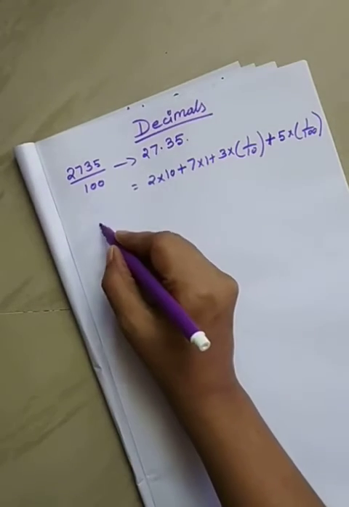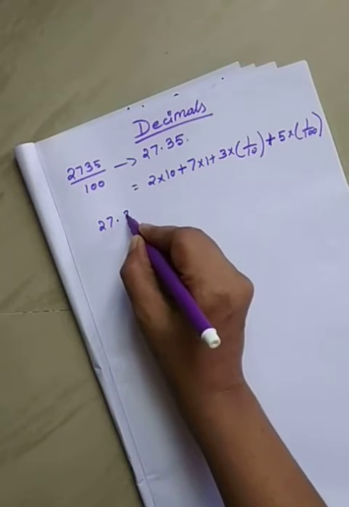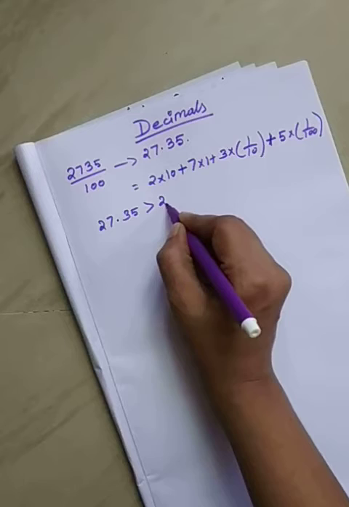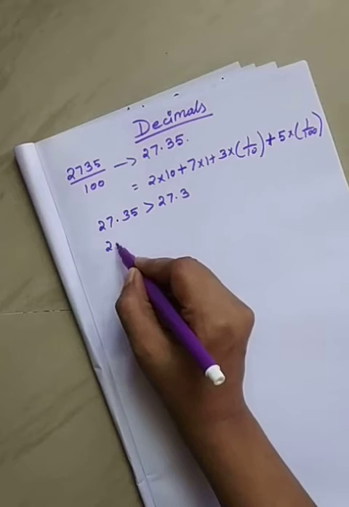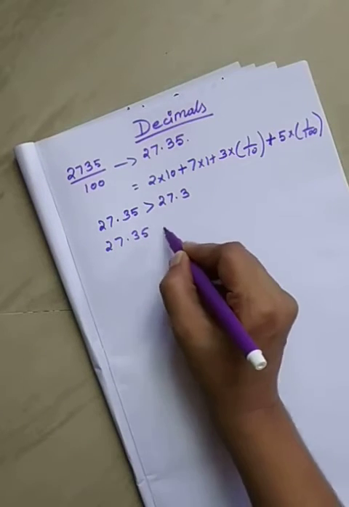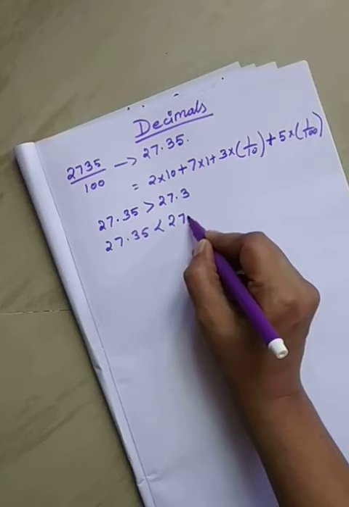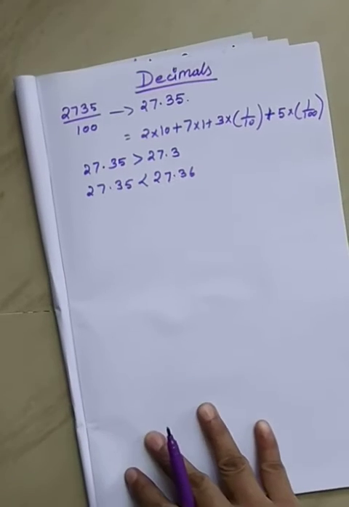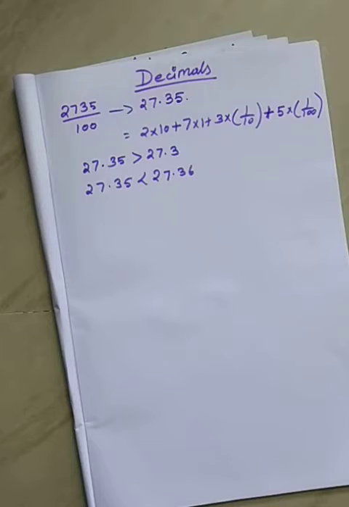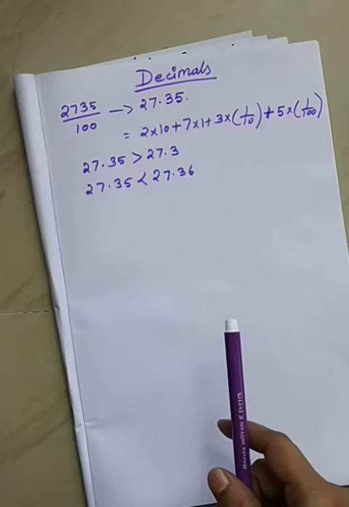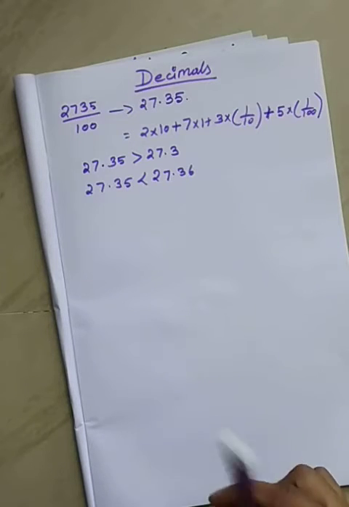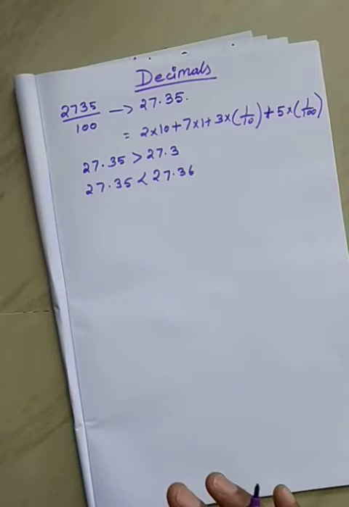We have learnt that 27.35 is greater than 27.3. But see here, 27.35 is less than 27.36. Clear everybody? We have also come across situations where we have to add and subtract decimal numbers. For example, for adding and subtracting money or length or height or capacity, we use decimal numbers.